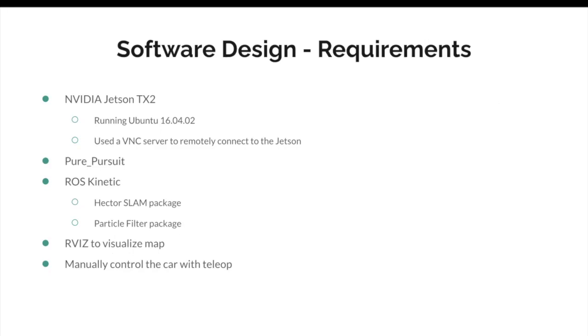And we're also going to use a VNC server on the Jetson for remote connection to the car while it's driving. So we'll also have a VNC client on a host computer. And then we'll have a few other software packages: a pure pursuit algorithm, and ROS Kinetic, and we'll get into what ROS is and why it's so important for us. And then we have a controller, a Logitech F710, and we can control the car with that manually.